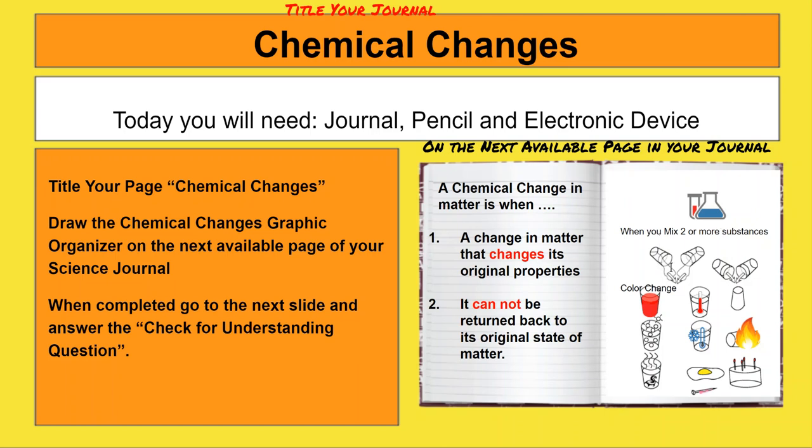If you mix two or more substances and bubbles occur, or gas, then a chemical change has occurred. When you mix two or more substances together and a smell occurs, this is a little skunk inside here, then a chemical change has occurred.